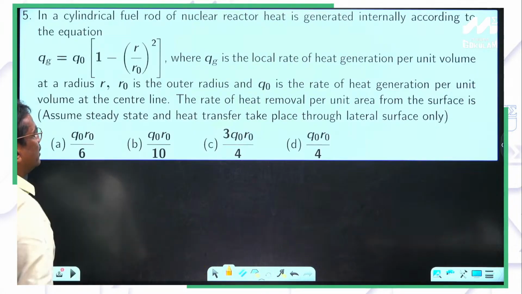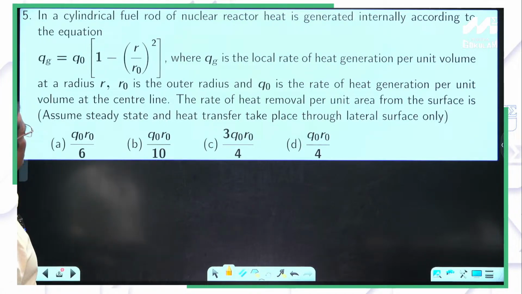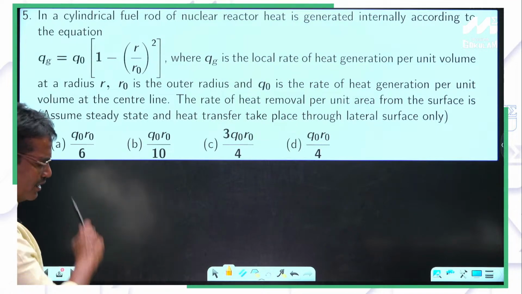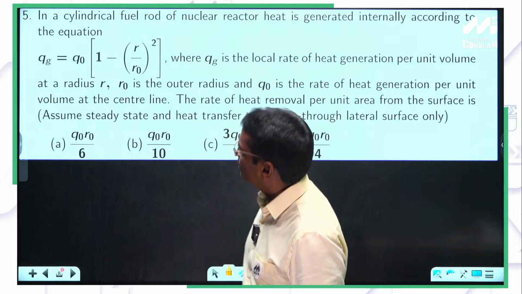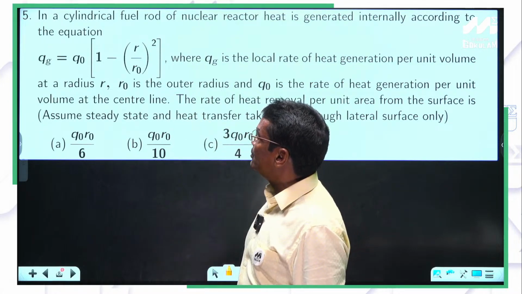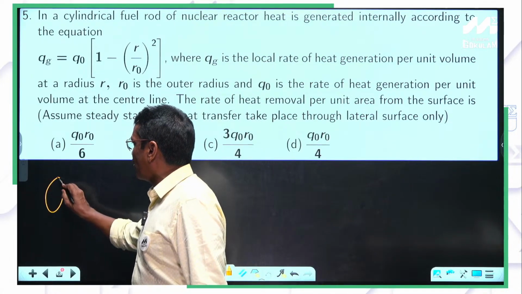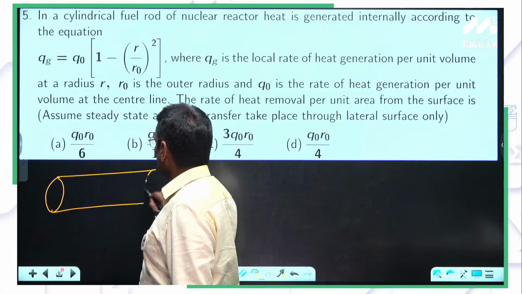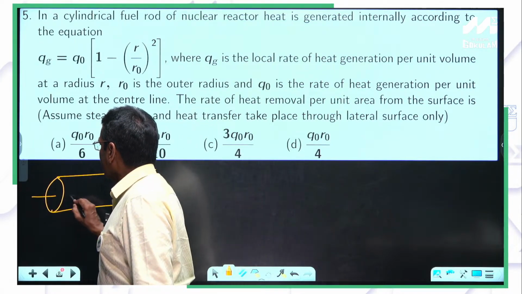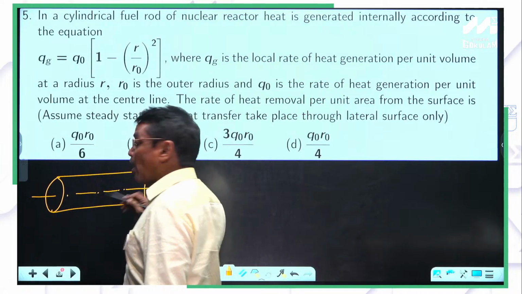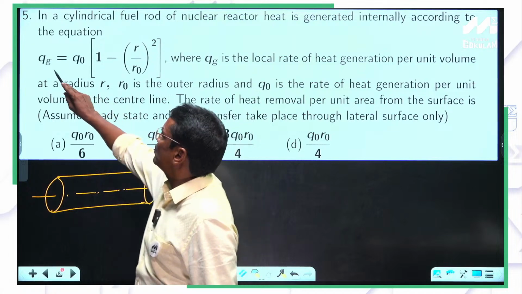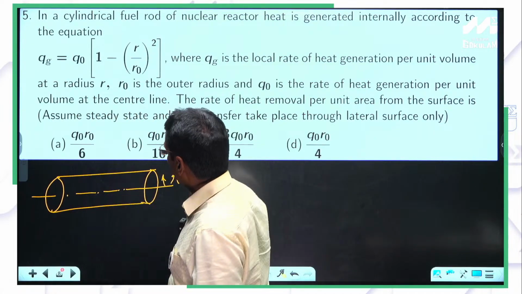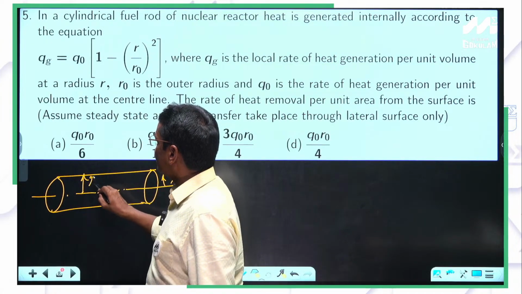Okay, the next question: in a cylindrical fuel rod of a nuclear reactor, heat is generated internally according to the equation. Such questions are slightly complicated, because it is a non-uniform heat generation. There is a cylindrical nuclear fuel rod. Here the heat generation is happening, but non-uniform. Why is it non-uniform? Because the heat generation rate is a function of r, where R naught is the radius of the rod.